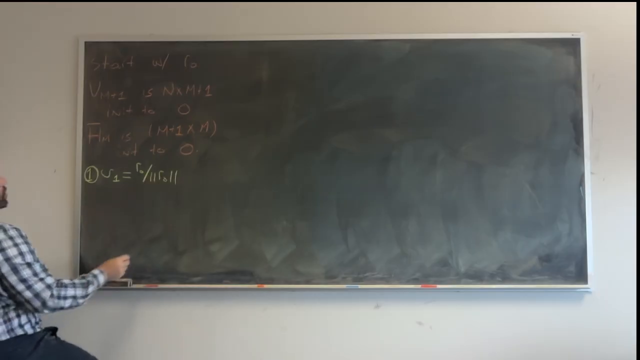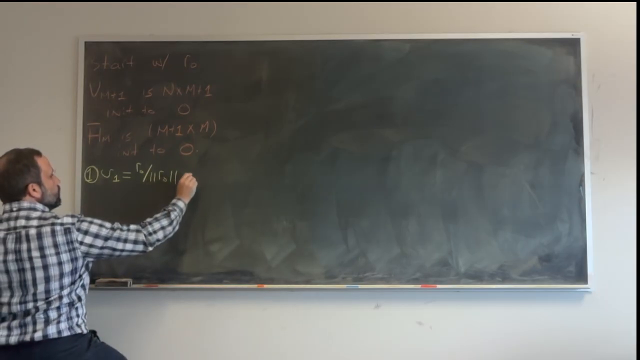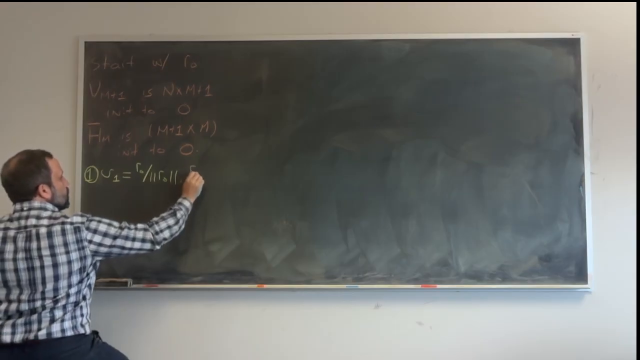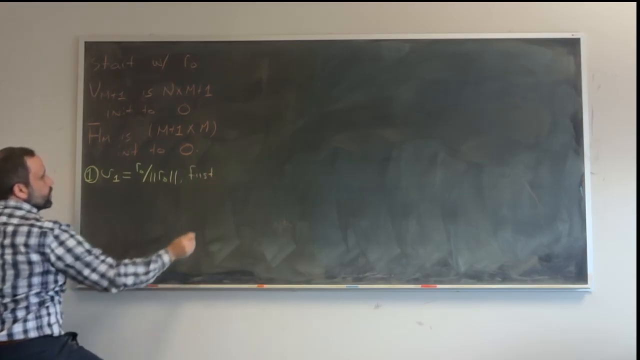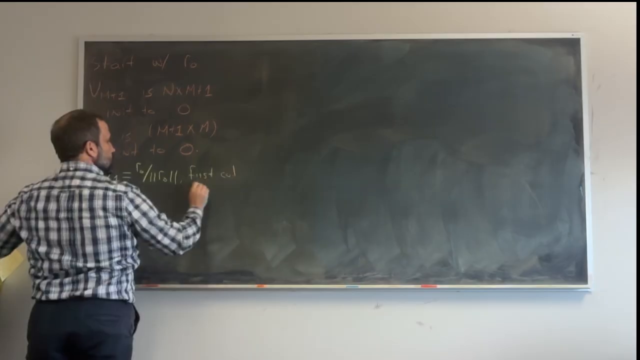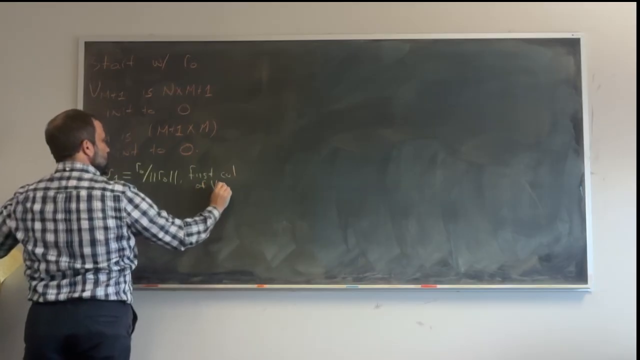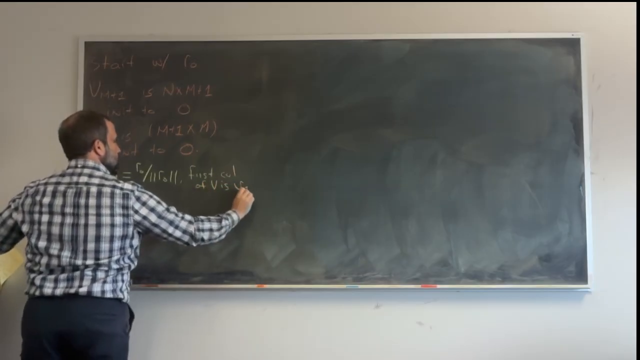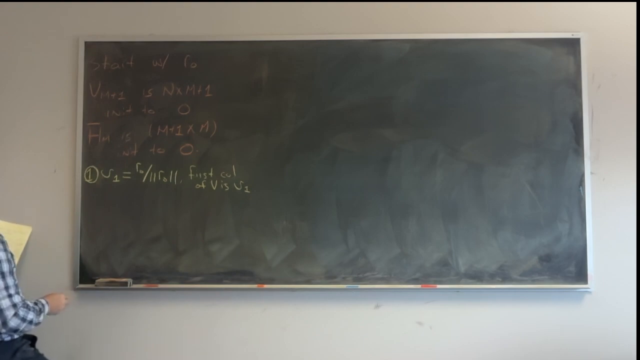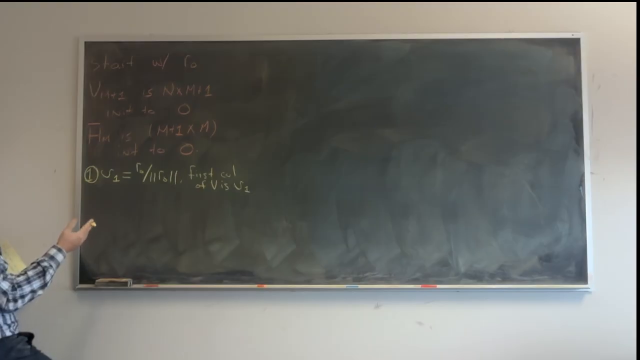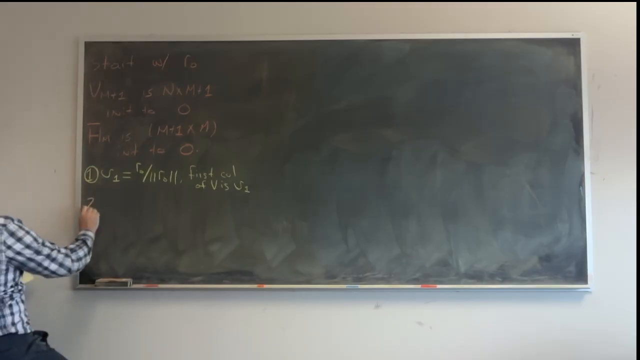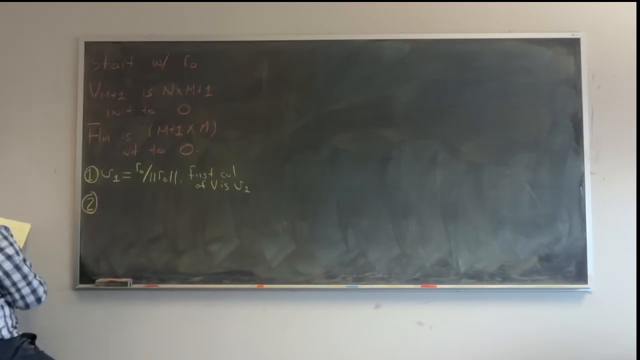And now the first column of V, we're going to say, is v1. Okay, so this is a very standard thing that we would do in a procedure like this. It's exactly what we would do if we're using the Gram-Schmidt procedure to get a QR factorization for our matrix. Okay, step 2.